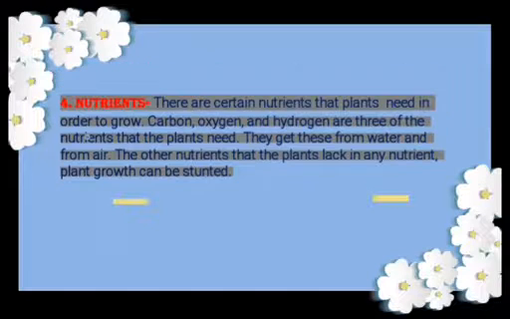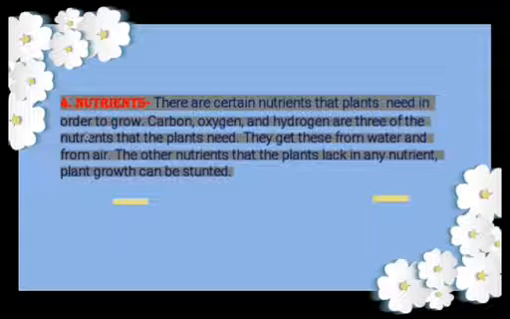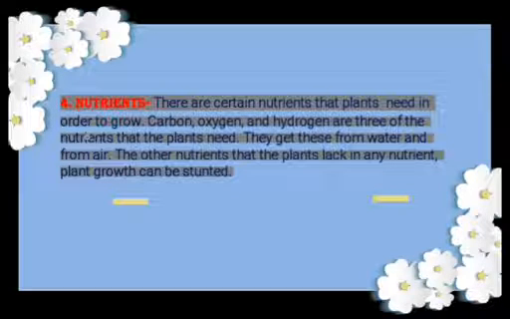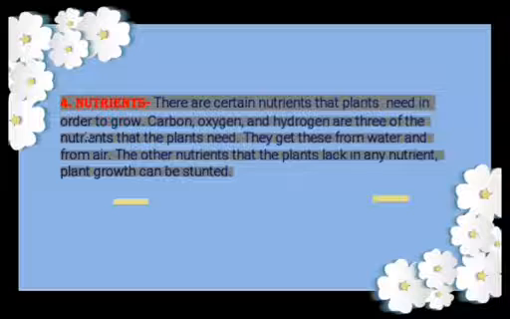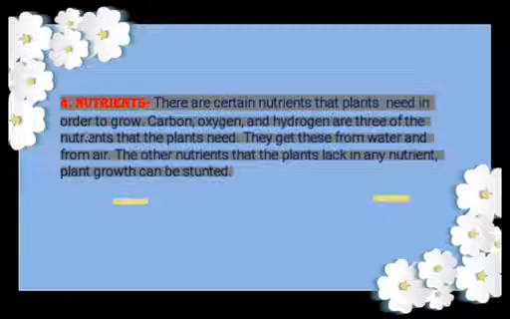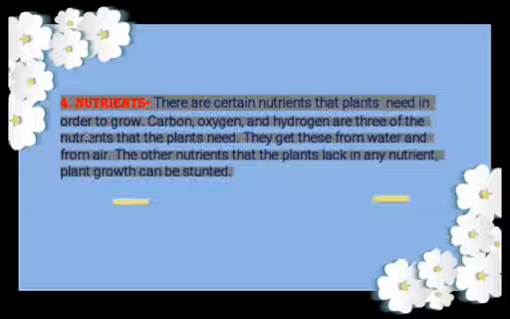The next, number 4, the nutrients. These are the certain nutrients that plants need in order to grow. Carbon, oxygen, and hydrogen are 3 of the nutrients that the plants need. They get this from water and from air. If the plants lack any nutrient, plant growth can be stunted. So, ito naman yung basically needs ng plants in order to grow. So, mostly daw na-need ng plants to grow is the carbon dioxide, the oxygen, and the hydrogen.